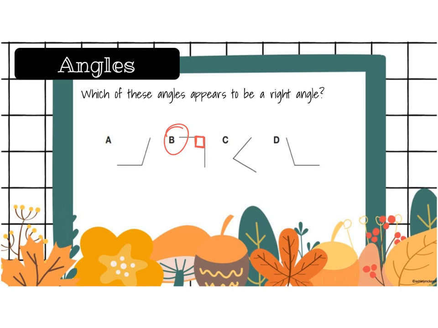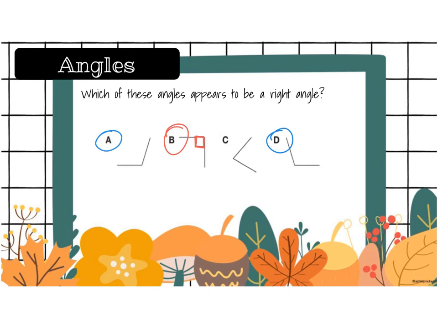Okay, I want y'all to write on your whiteboards and tell me which one of these angles is an obtuse angle. Then write both. Good eye. Good. You guys are showing me A and D. Yes, those are both obtuse. They are wider than a right angle.